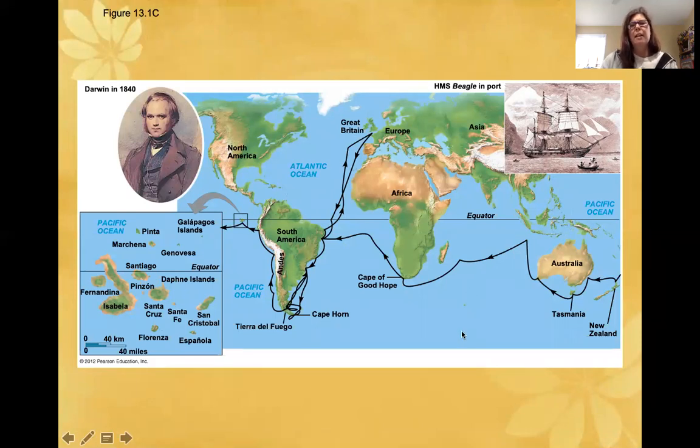He started in England. They went all the way down to South America, around South America, through the Galapagos Islands, and then popped out over there in New Zealand, Australia. I don't think they went to Madagascar. It would have been really cool if Darwin had gone to Madagascar. We know there's so many different things there. And then back to South America, and then back up to England. So he was gone for a long time on this trip.